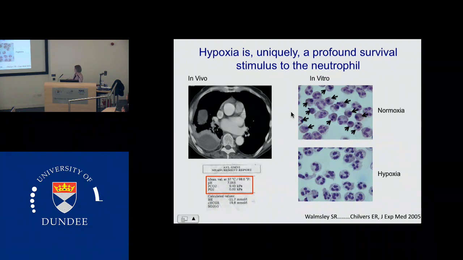I love this example because it tells us something very important. This is a patient with an empyema, so pus in the pleural space as a consequence of pneumonia. And if you take that fluid out and you put it through a blood gas analyzer, I don't know how well you can see this, but the oxygen level is precisely 0.